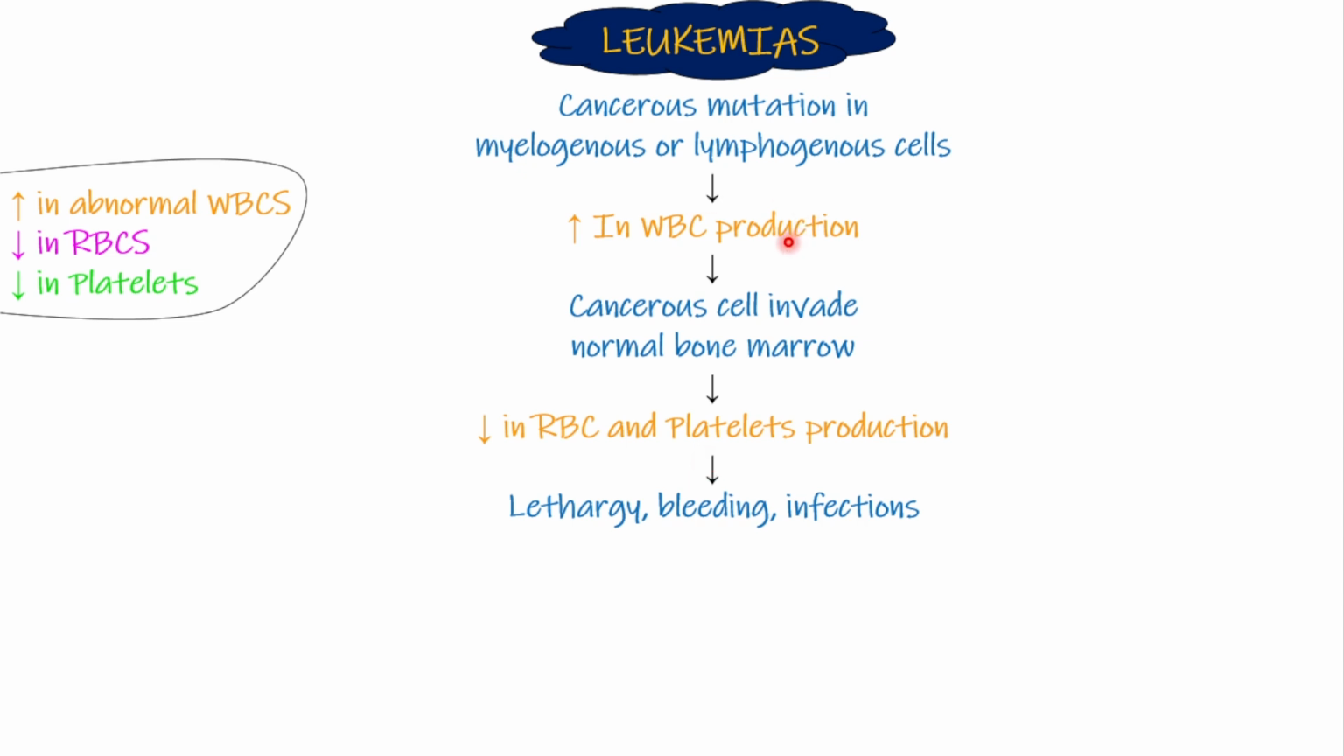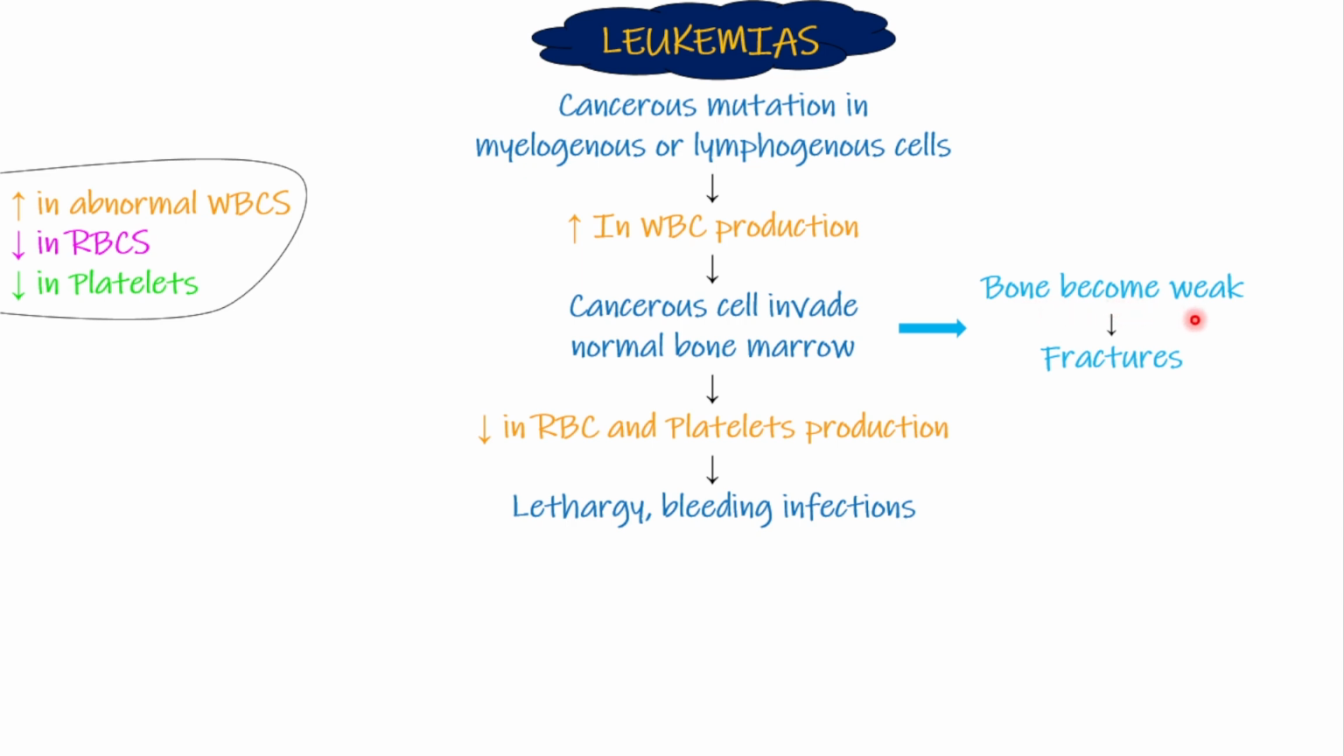Okay? And now, other than these WBCs, platelets, and RBCs, from where are they all being produced? They all are produced from the bone marrow. So basically, the bone marrow has myelogenous cells. So the cancer is basically inside the bone. So as the cancer is inside the bone marrow, it will result in weak bones.